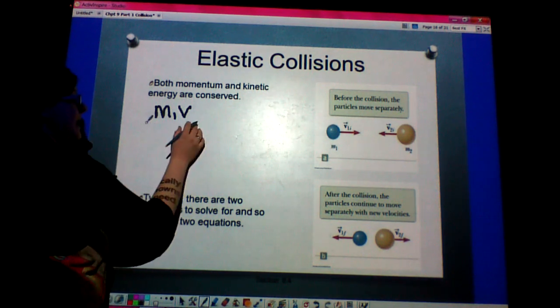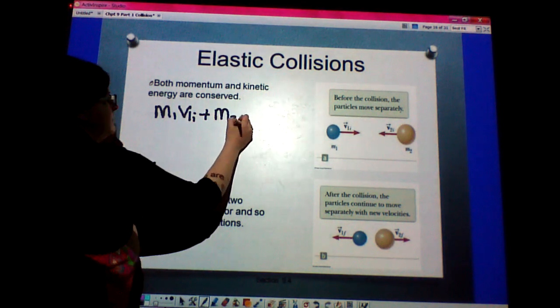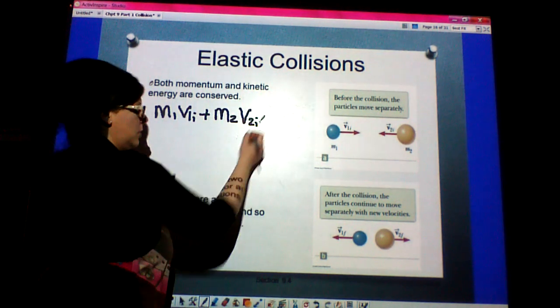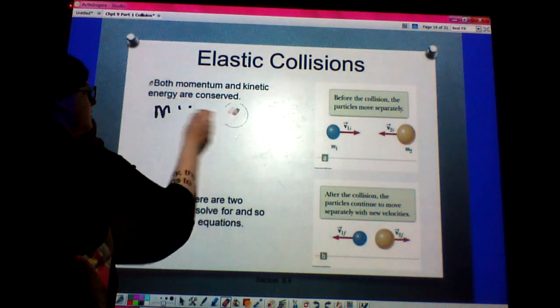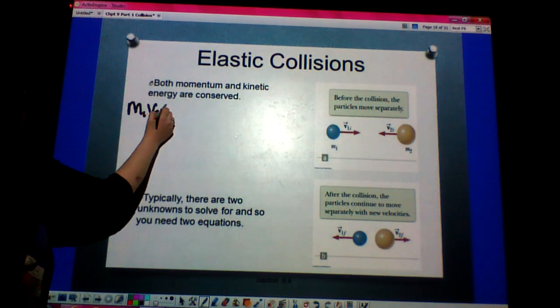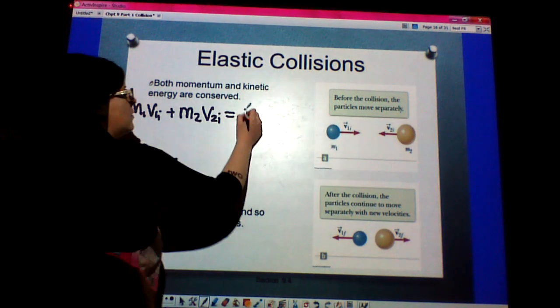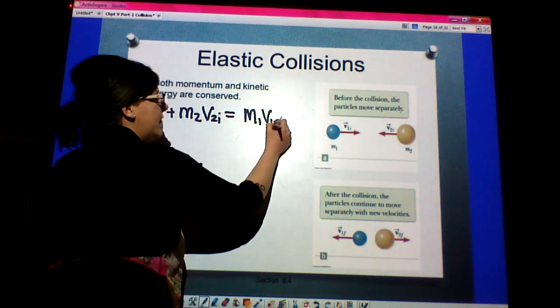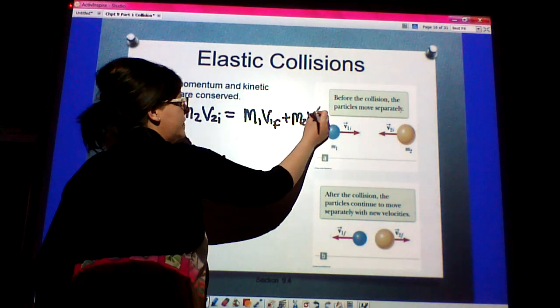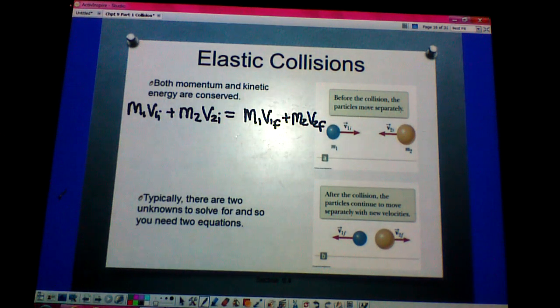They're not stuck together in this case, so they have separate final velocities. So I would have m1 v1 initial plus m2 v2 initial. Actually, let's rewrite this so I can get it on the same line. So m1 v1 initial plus m2 v2 initial equals m1 v1 final plus m2 v2 final. This would be true for my conservation of momentum for an elastic collision.